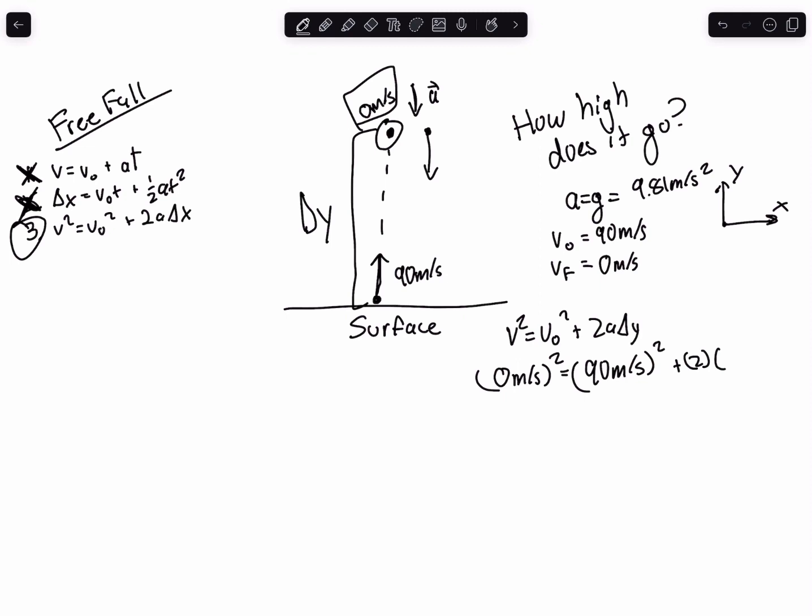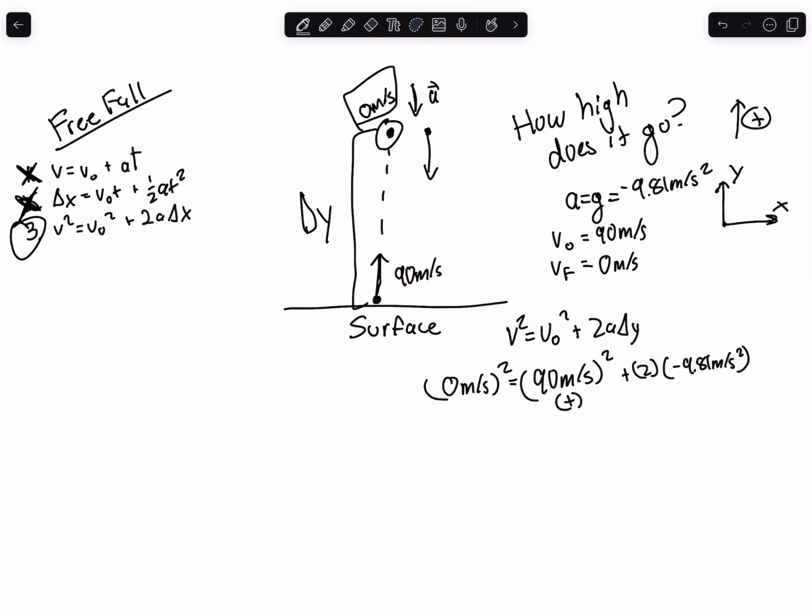But now hold on. Is it going to be negative or positive? Well, in this case, I'm treating the upward direction as positive. I'm not changing anything, and you can tell that because I kept 90 as positive. 90 is going up, positive. And our acceleration is going in the opposite direction because it's gravity. It's pulling down towards the ground. So in this case, we're going to use negative 9.81 meters per second squared, times delta y. And now we can just solve for delta y.